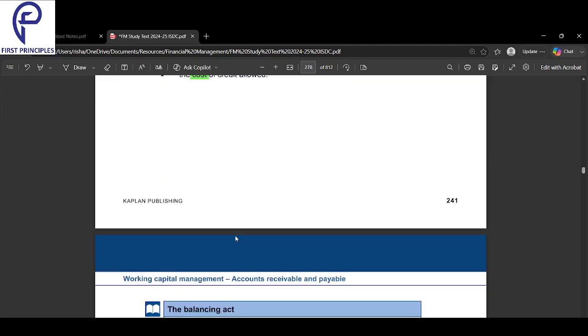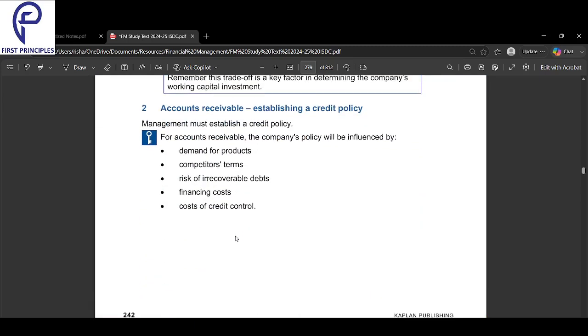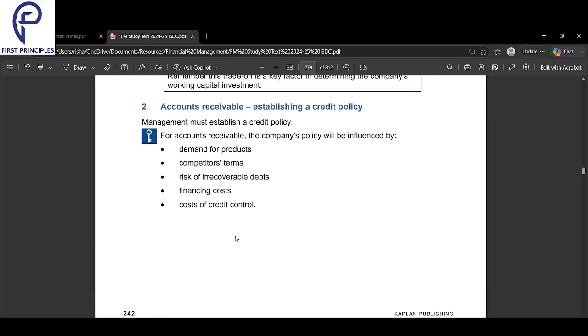So what we look into in this chapter is how you can do a very good balance of profitability and liquidity. First of all, for account receivable, what you should do is establish a credit policy. What do you mean by that? What is a credit policy?